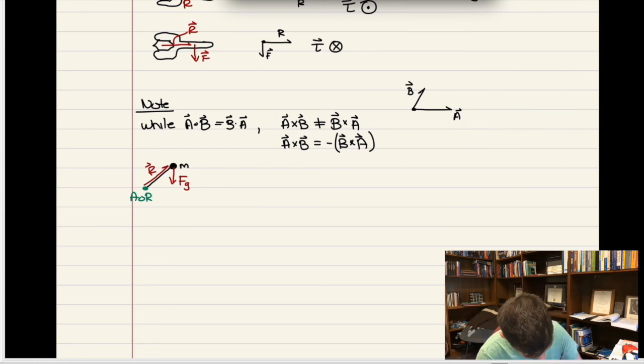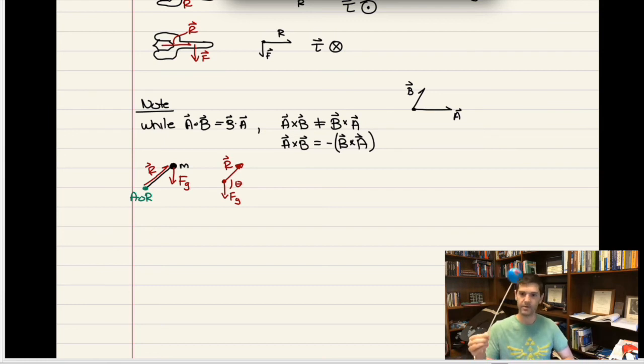Now I could draw them base to base. Here's R. Here's F sub G. There is some angle between them. And as a result, there is also a torque that acts on the ball, or the ball-rod system. Though again, we are ignoring any contribution from the rod, other than it allows us a way to keep it anchored about this axis of rotation as it rotates.